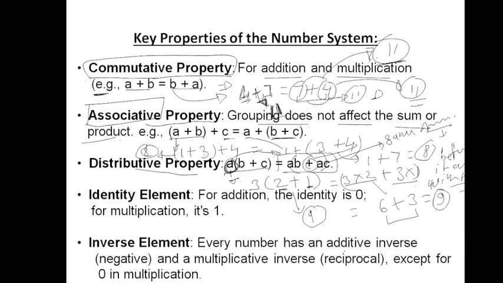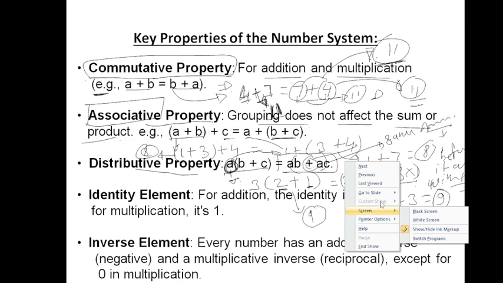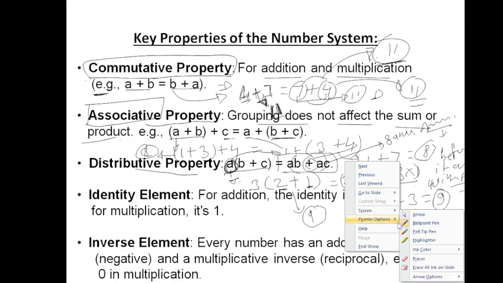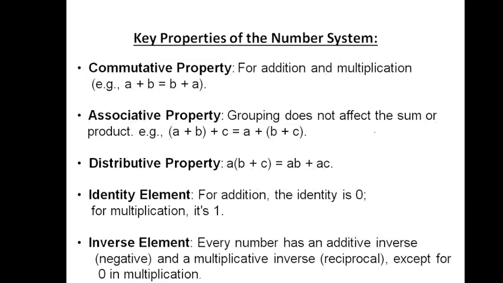Identity element. For addition, the identity is 0. For multiplication, it's 1. Now we move to another term, the inverse element. Every number has an additive inverse, its negative, and a multiplicative inverse, its reciprocal, except for 0.